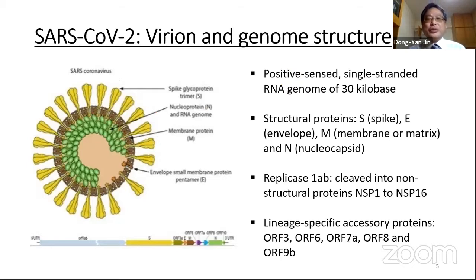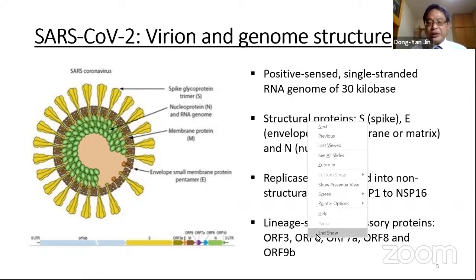So this is the SARS-CoV-2 virion and the genome structure. The spike protein is on the surface, and then there are the membrane protein and nucleocapsid protein, and this is the genome structure. On the 5' end is the ORF1ab, which is the replicase, and it will be cleaved by the viral and host proteases into 16 non-structural proteins. On the 3' end are the structural proteins together with some of the lineage-specific accessory proteins. These accessory proteins are thought to be non-essential for replication, most of them, but they might play an important role in the interaction with host immunity and also the antiviral response.